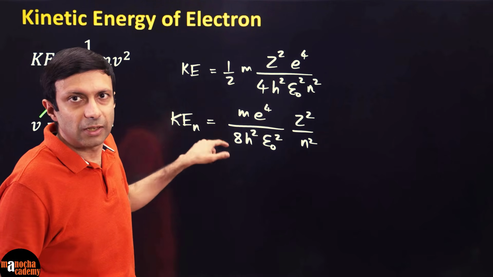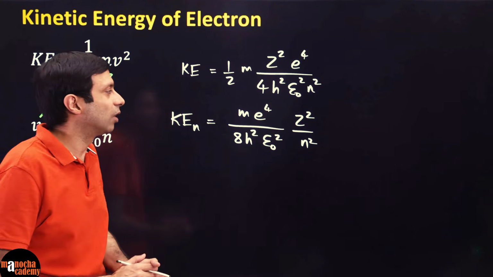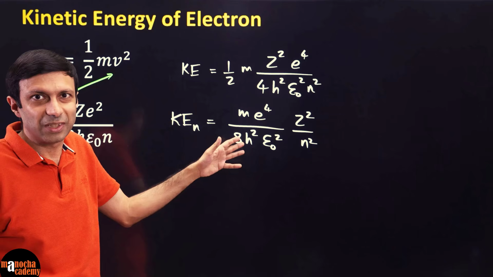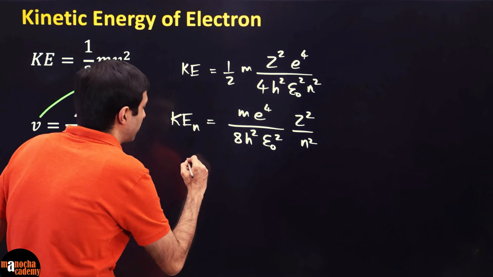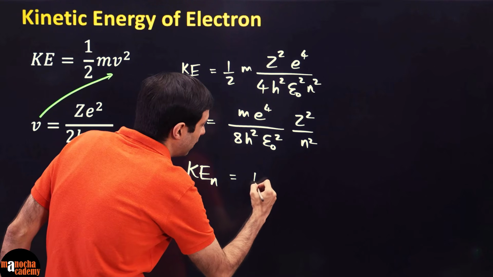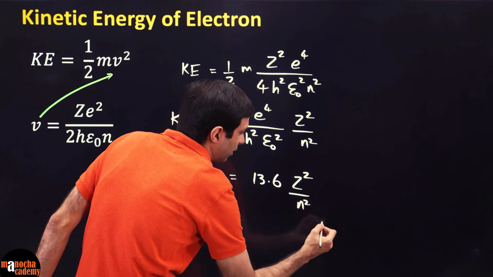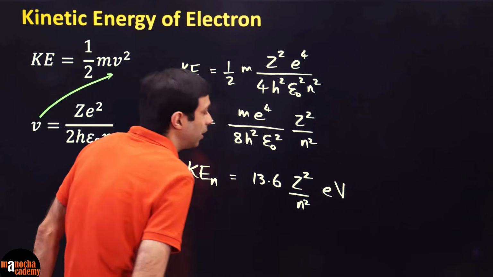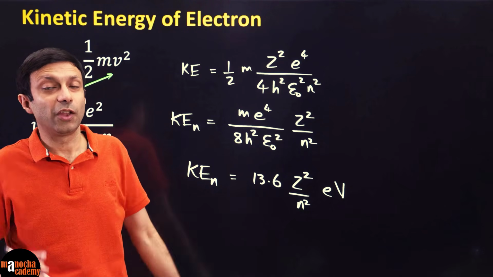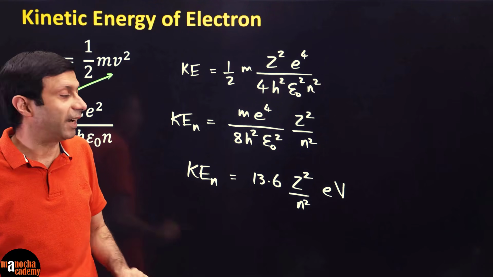And again, see, these are all the constant terms, and this depends on your atom. Z is the atomic number, and n is the shell number that you're talking about. Again, there's a shortcut trick here. The scientists have gone ahead and substituted all these values, so if you work out this expression, the shortcut formula is that the kinetic energy in the nth shell is going to be 13.6 Z square by n square electron volts. The unit here, when substituting the values, gives kinetic energy in electron volts. If you want it in joules, you have to multiply by the charge of the electron, 1.6 times 10 to the power minus 19, then you'll get it in joules.